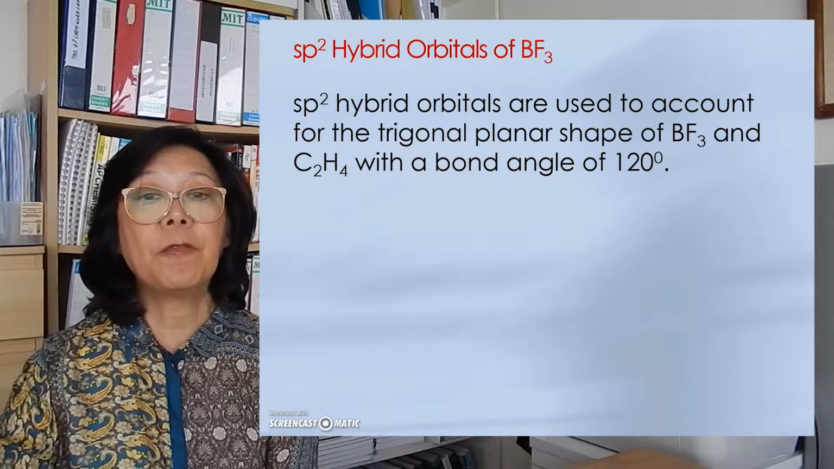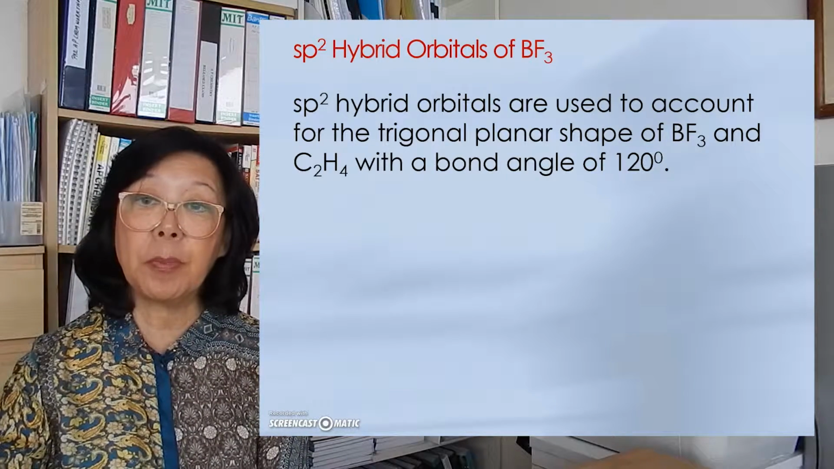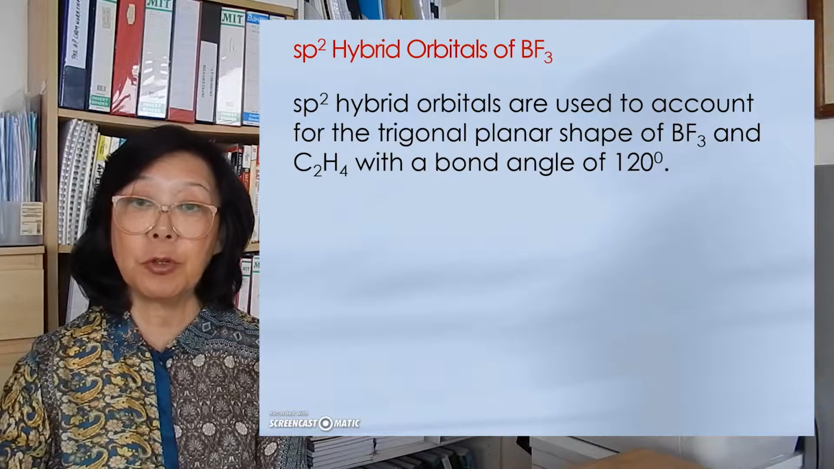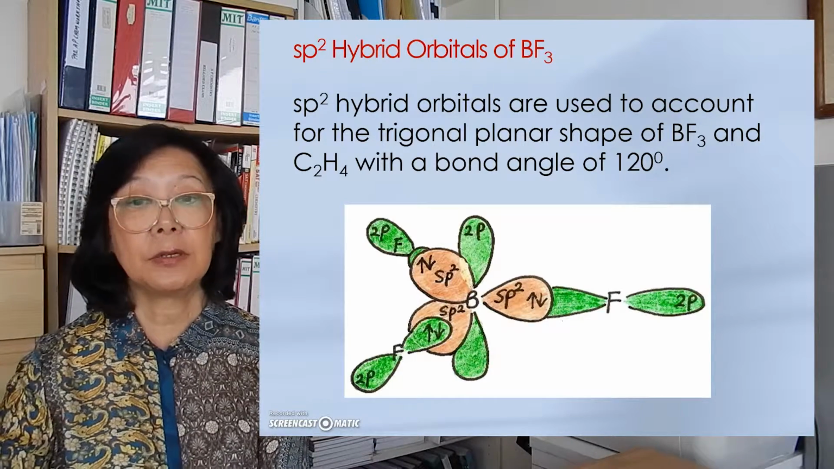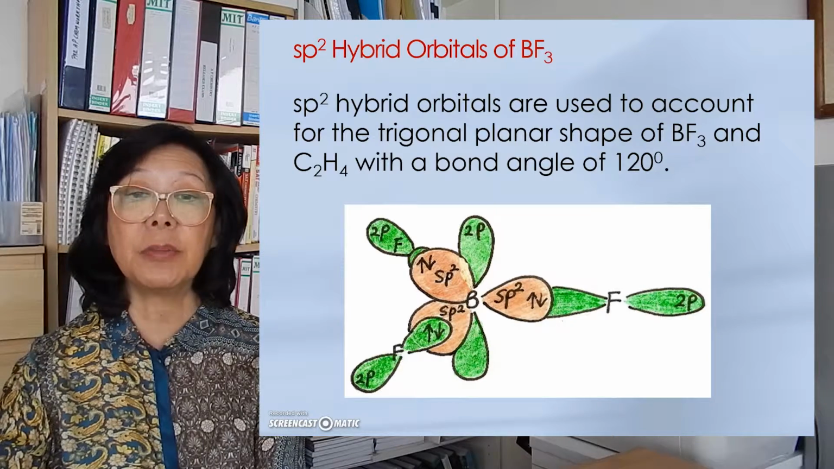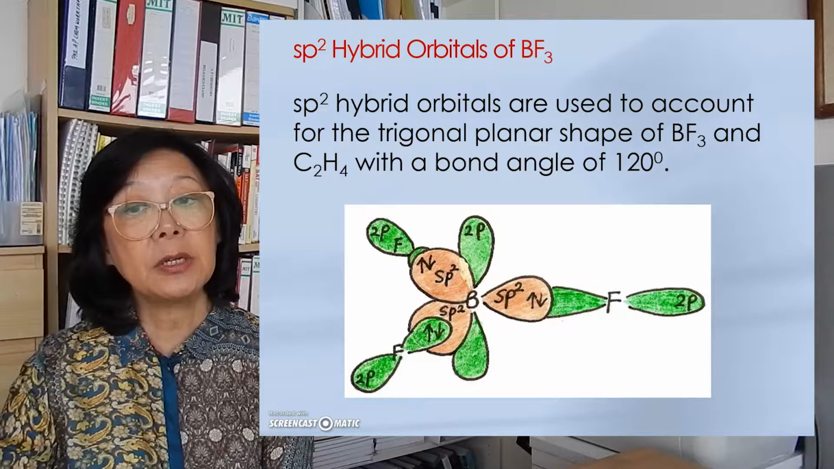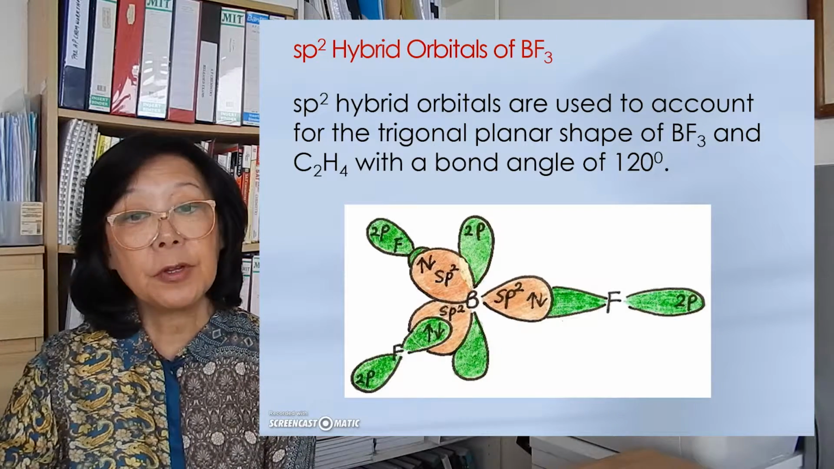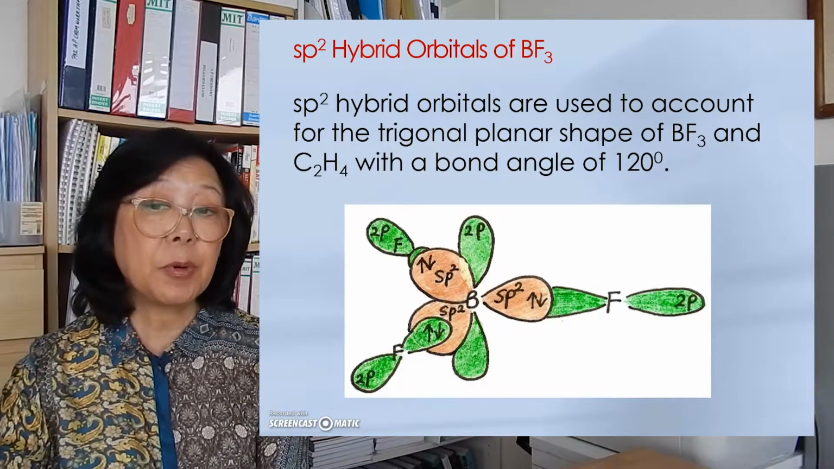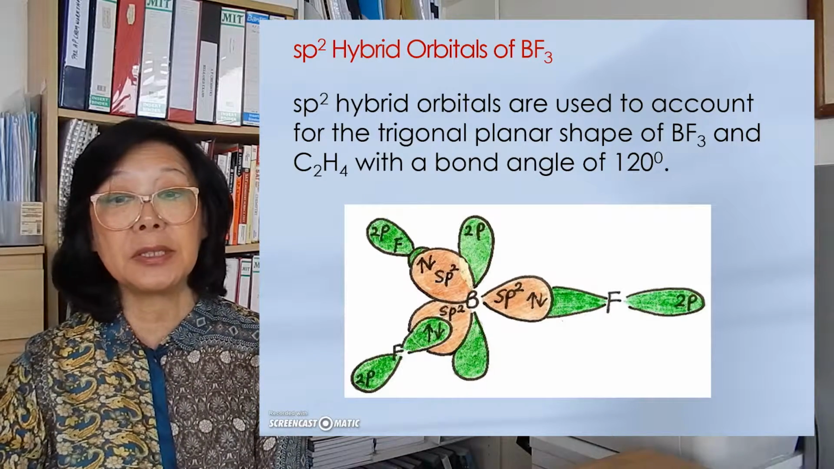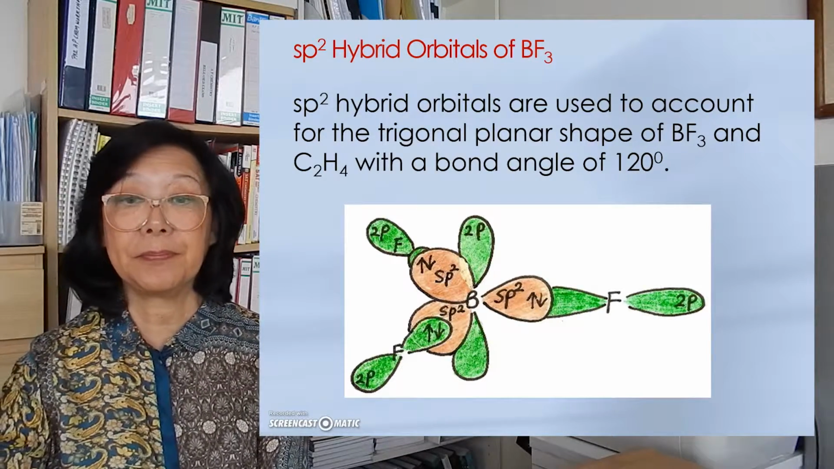They are used to account for trigonal planar shape in boron trifluoride and in ethene with a bond angle of 120. Look at this diagram. Boron in the middle forming three sp2 orbitals, and that will overlap with the 2p orbitals from fluorine, but behind the boron there's a 2p orbital perpendicular to the plane that's not bonded to anything.